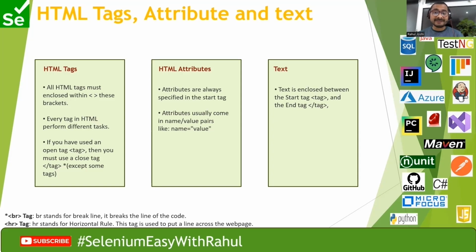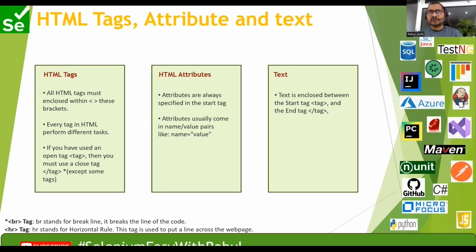There are 2 points that you must remember. First point, HTML tags are enclosed within angular brackets. Second point, if you have an open tag, then you must have an end tag as well, except for some tags such as the BR tag or the HR tag. If I talk about attributes, they contain additional pieces of information. There are 2 important points to remember about attributes. First point, attributes are always enclosed in the start tag. I will show you an example in the next slide. Second point is that attributes usually come in key value pairs, right?